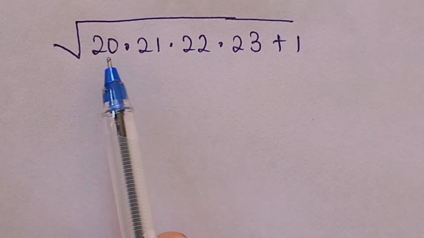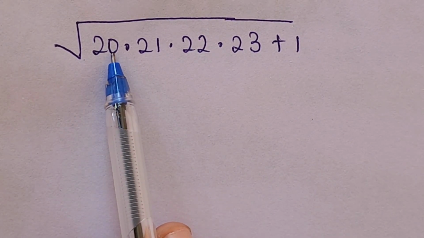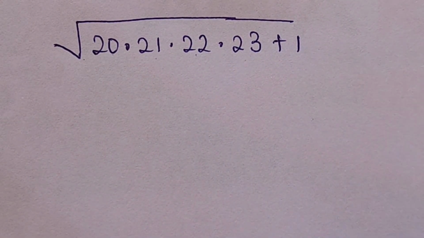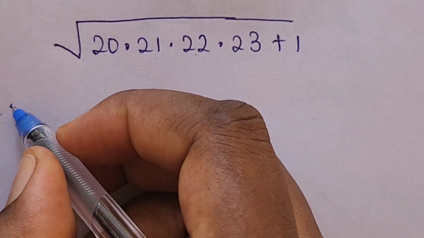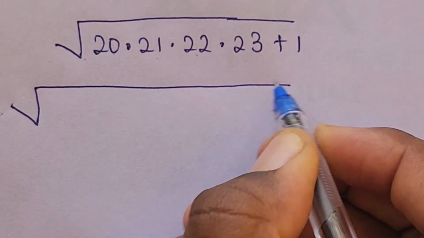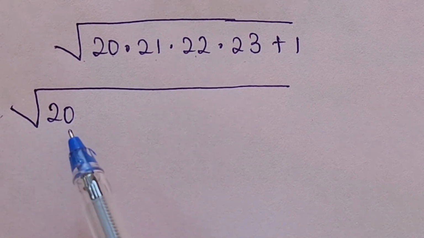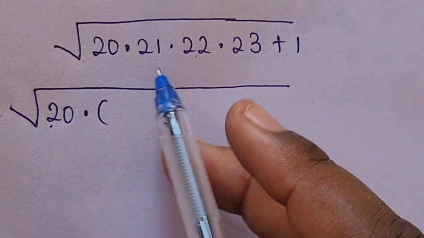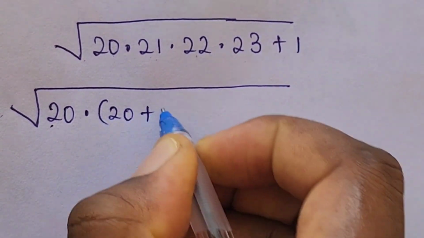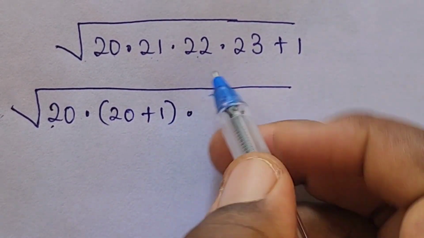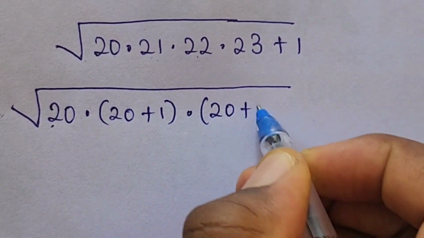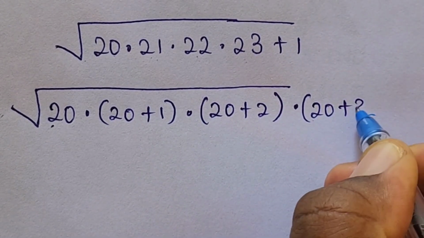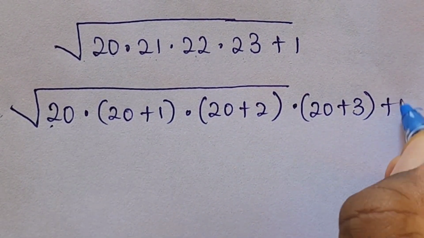So today we want to resolve this. We have the square root of 20 times 21 times 22 times 23 plus 1. So for us to do this, we have the square root of 20 times, we have 21, which is the same as 20 plus 1. And we have 22, which is the same as 20 plus 2. We have 23, which is the same as 20 plus 3. And we have plus 1.